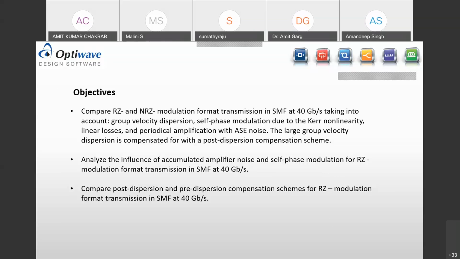Here we will be doing some simulations for post dispersion and pre dispersion. We will compare the data, compare the Q factor, compare the eye diagrams, and accordingly we can come to the conclusion which scheme is better for transmitting 40 Gbps with effect into SMF, right?